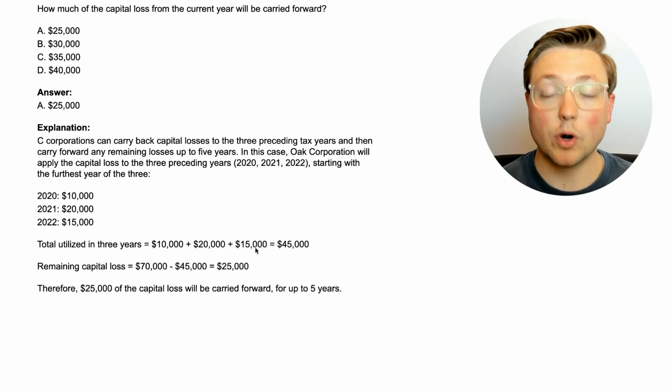So in this case, we were able to use the loss to offset all of the gains from the previous years, and there's still a remaining $25,000 loss that then is carried forward for up to the next 5 years. And again, it has to be used against capital gains in the future years. Okay, now we learned that capital losses can be carried back 3 years and forward 5 years. Let's go to the next question.